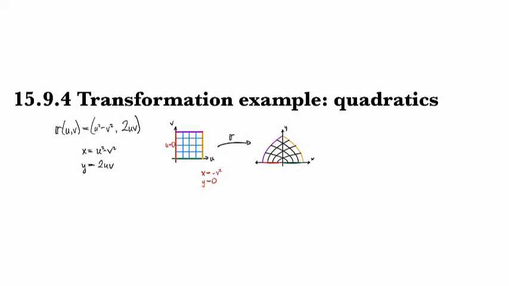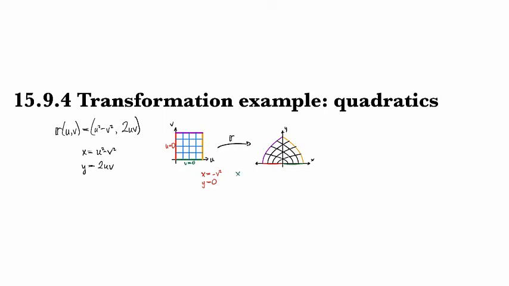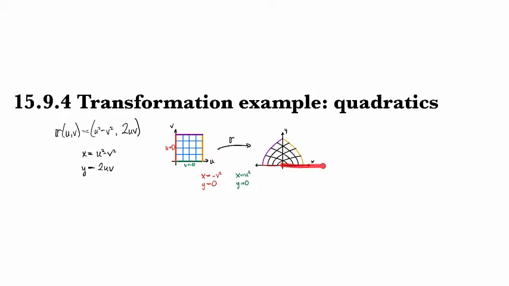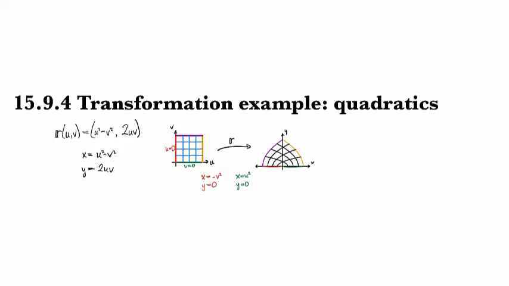And what about this one over here where v is equal to 0? This is the same kind of thing. We've got x is equal to u squared and y is equal to 0. So now we're going to start here, and we're going to go in the positive x direction this time, and we're going to go faster and faster as we shoot off into the distance, because the speed is increasing quadratically.